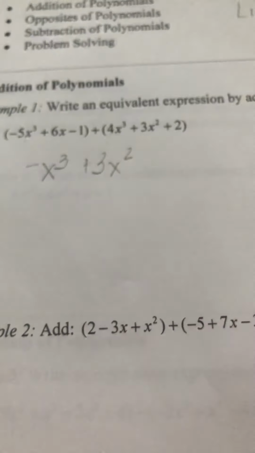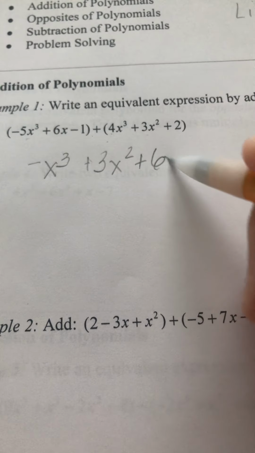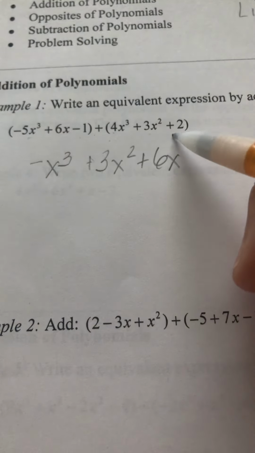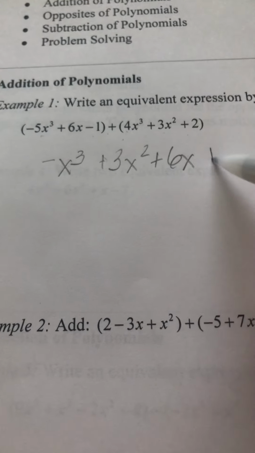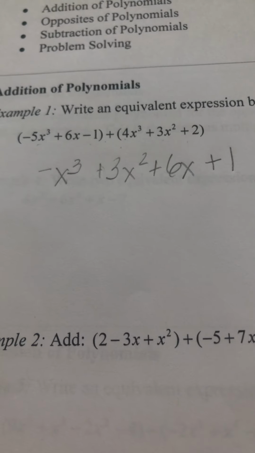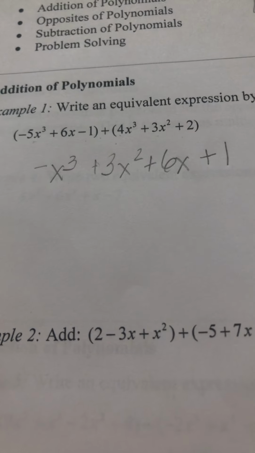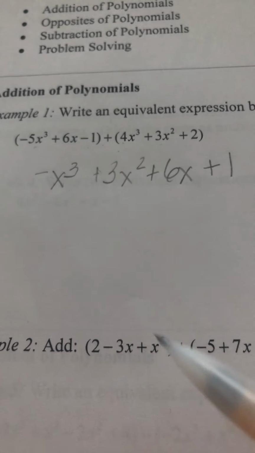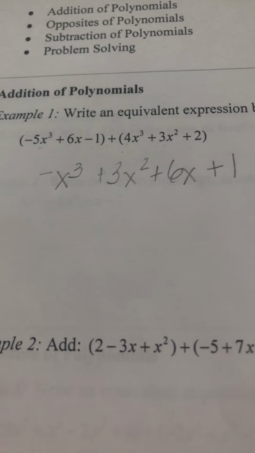Here's your plain x term. There's nothing to go with it, so that just comes down into your answer. And then the constants, negative 1, positive 2. So it's positive 1, and that's your final answer. You do not necessarily have to list your answer in descending order. You would only be required to do that if it told you.